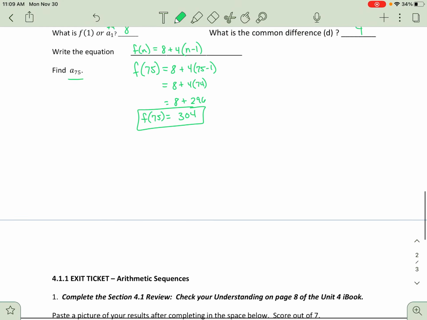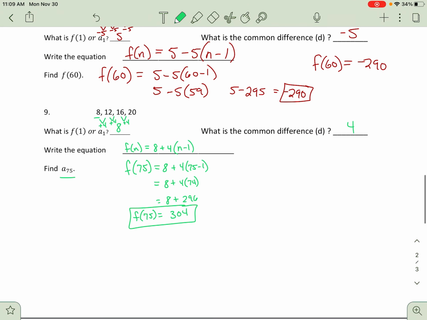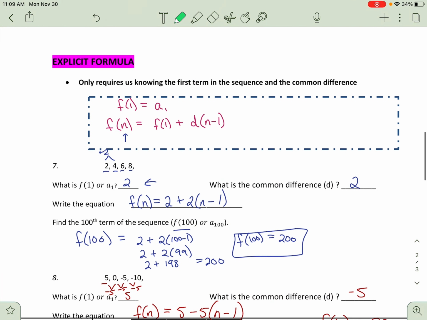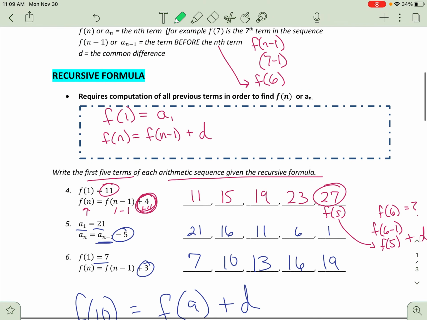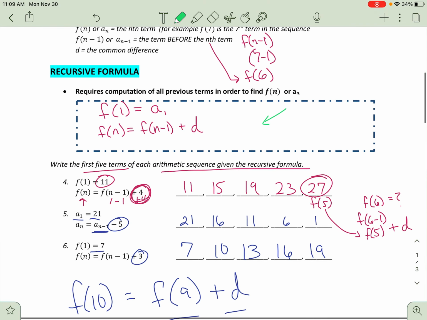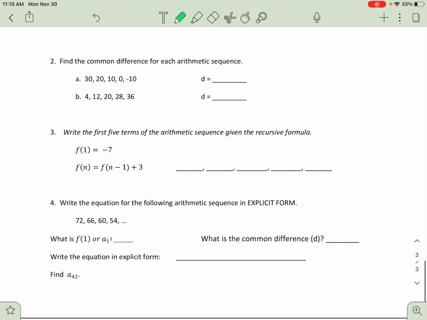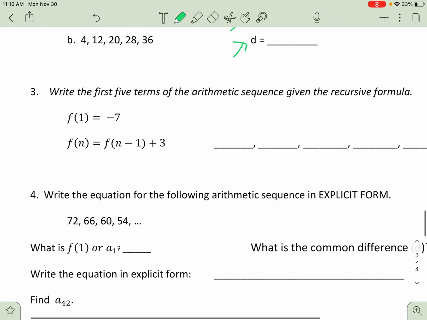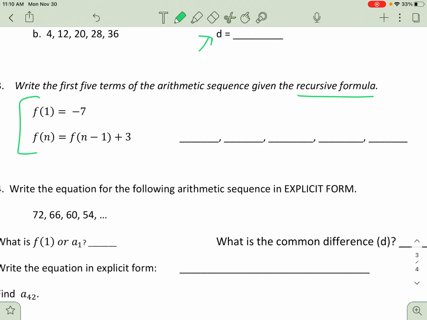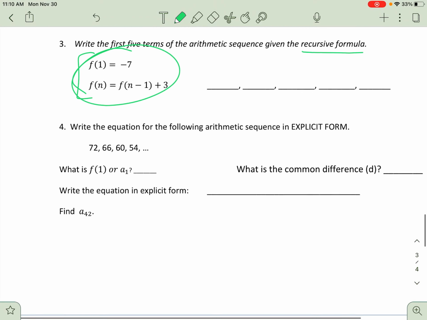So again, you're looking through these examples, okay? You're going to write the explicit formula, which is up here. So if you need to copy it down, go for that. This is the recursive formula. Okay, there's some examples. So you have an exit ticket. I want you to go ahead and try these. You're going to list your common differences. This is the recursive formula. So it wants to know what are the next 5 terms based on the information they give you right here. Okay, and then down here it wants you to write it in explicit form, okay?